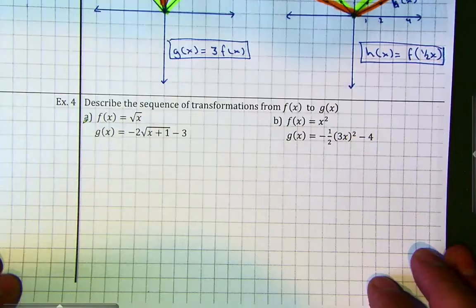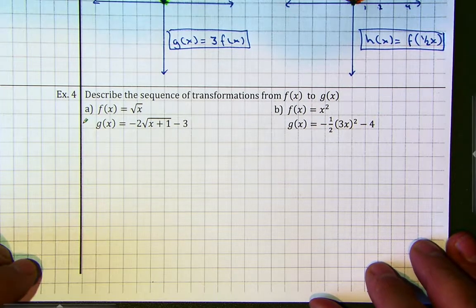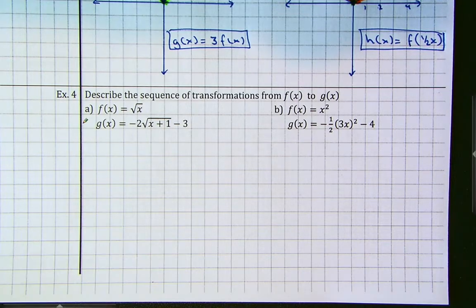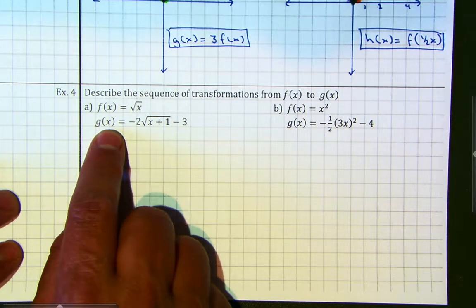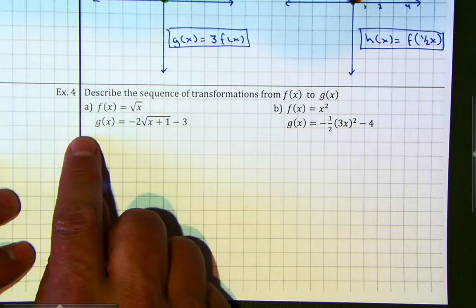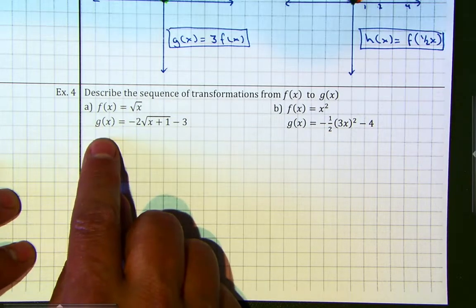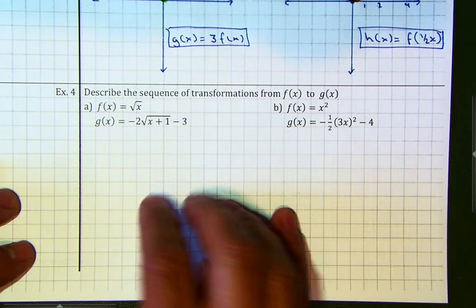Example number 4. Describe the sequence of transformations from f of x to g of x. Go ahead and copy it down, and we'll start once you're ready. Excellent. So we have f of x and g of x. So this is a parent graph. So how many different translations and transformations do we have? Think about it and see how many do we have?